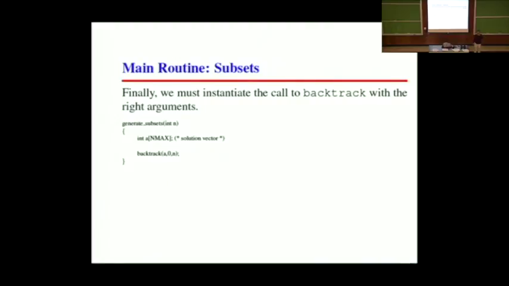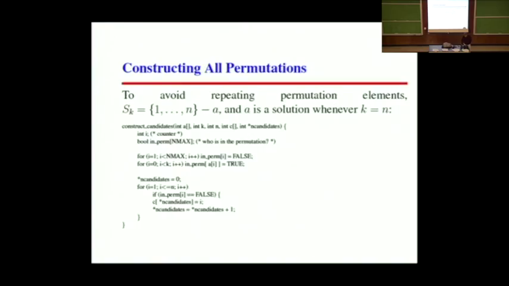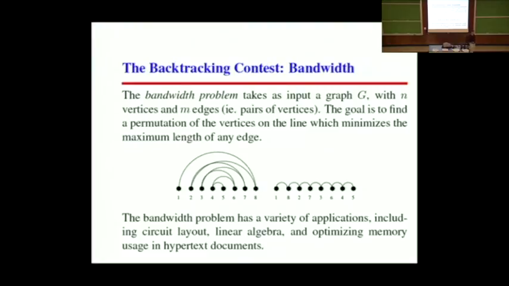Any questions? Okay. So homework 4, I'm going to tell you next class about how you build all permutations, okay? And if you want to look ahead, you can do that. But the homework 4 problem is going to be to solve a particular famous graph algorithm problem that requires constructing all permutations of something. It is a problem called the bandwidth problem. The bandwidth problem takes a graph on n vertices and m edges, and orders the vertices on a line so that the distance between vertices that share edges is as short as possible.